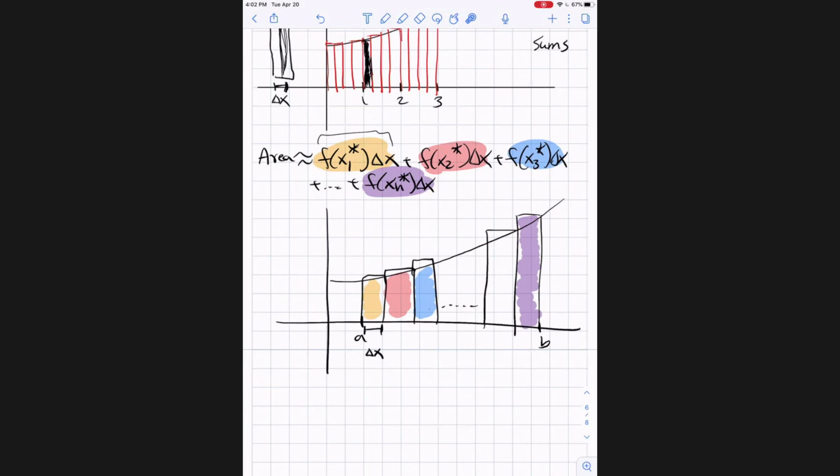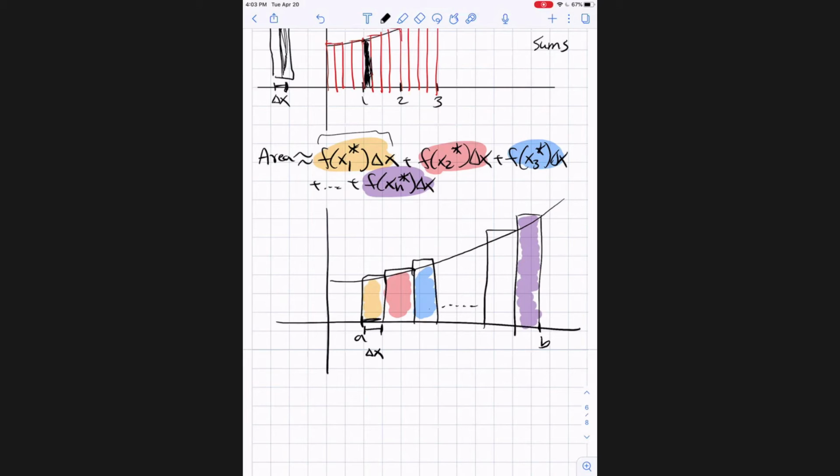And every single one of these areas, I color-coded it. So the area of this first rectangle is f of x sub 1 star times delta x. Because what's the formula for area of a rectangle? Width times length. So delta x is your width. The height is f of x. Now, why did I call it f of x sub 1 star? The x sub 1 star is just some x value in the first interval. Don't let the star throw you off.